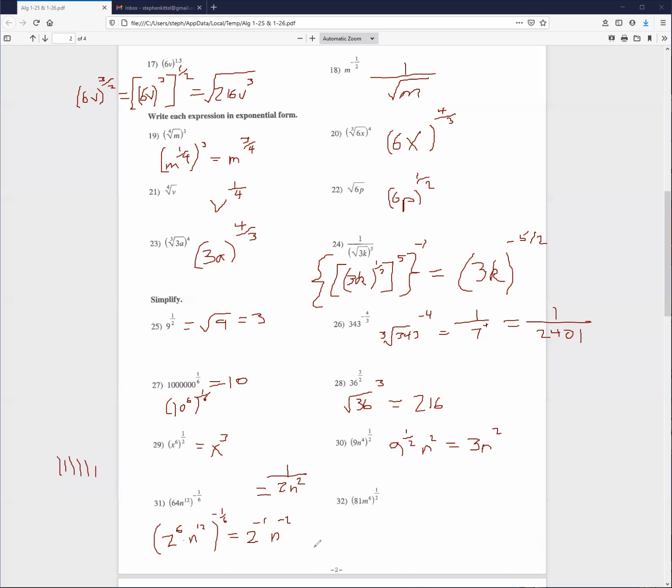Did I do that too quick? Am I too slick with that one? Well, we're getting another one right here. Let's pretend it's to the negative 1/2. All that does is put it in the denominator. So 81 m to the 6th, to the negative 1/2.